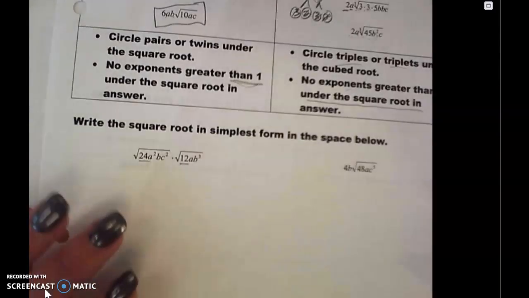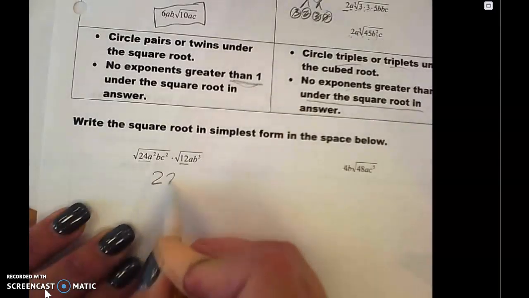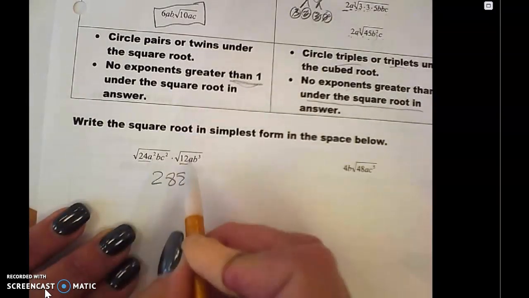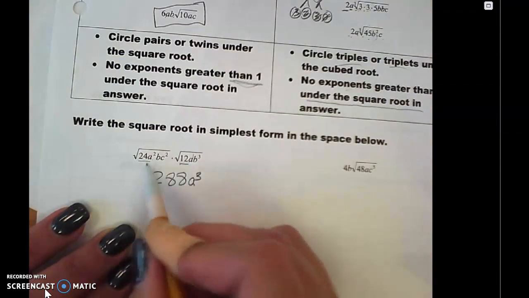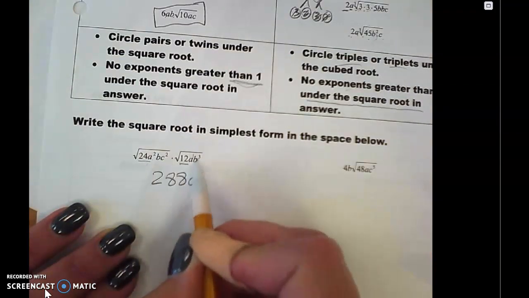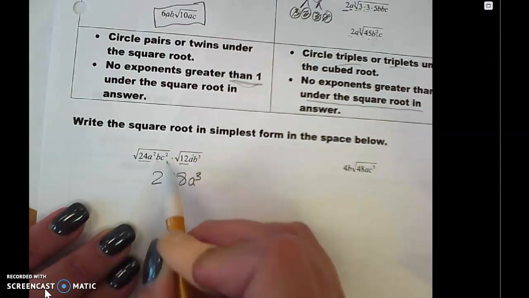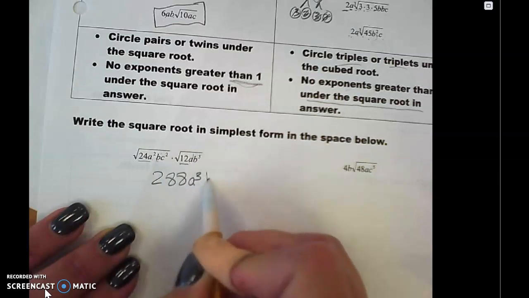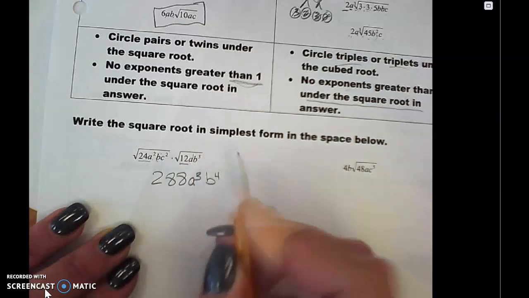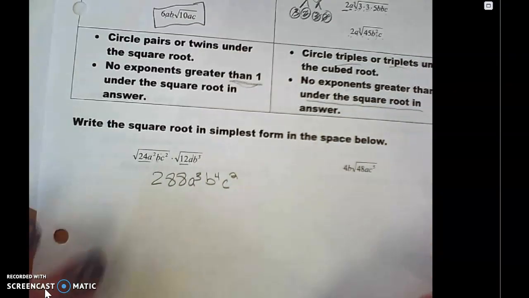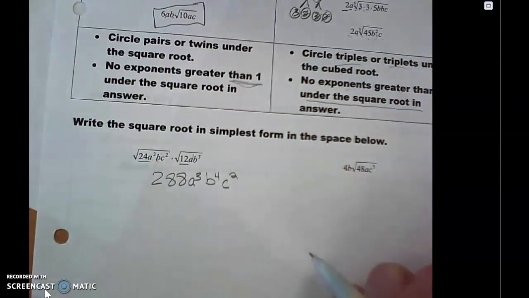It comes out to 288. A squared times a, remember it's an exponent of 1, is a to the third power. You add the exponents. B times b to the third, b to the first times b to the third, is b to the fourth. Add the exponents. C squared doesn't have anything to add to, so it just stays as c squared. Okay, so there we multiplied the radicals.